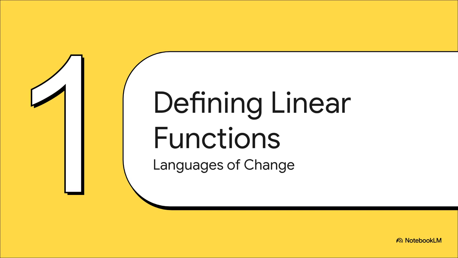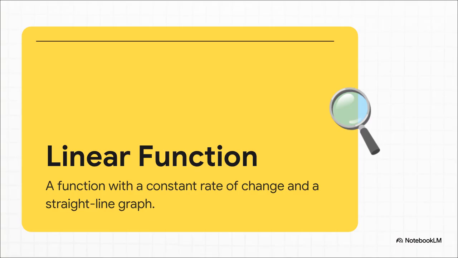We already had a little sneak peek with our train example, but now it's time to lock in the official definition. And here it is. The most important thing to remember is that a linear function has two key features. One, its rate of change never, ever wavers. It is absolutely constant. And two, because of that, when you plot it on a graph, you always get a perfectly straight line. Simple, clean, and totally predictable.